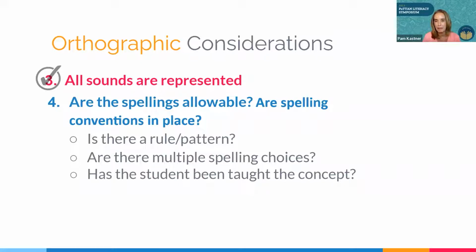And we think about these questions when we're looking at spelling samples and inventory through the lens of orthography. Are the spellings allowable, and are spelling conventions in place? So sub questions would be, is there a rule or pattern? Are there multiple spelling choices? And often there are. And has the student been taught the concept? As we said, it's very important to have a scope and sequence, because we cannot expect students to represent in spelling what they have not yet been taught. But these are the questions that guide us as we look through the lens of orthography.